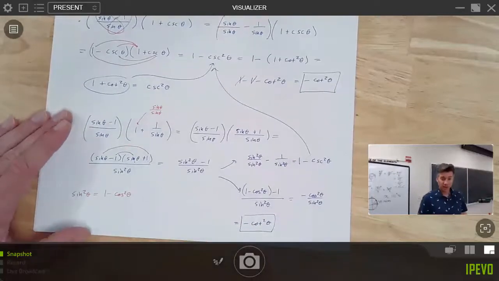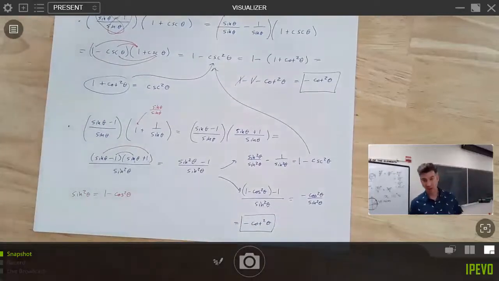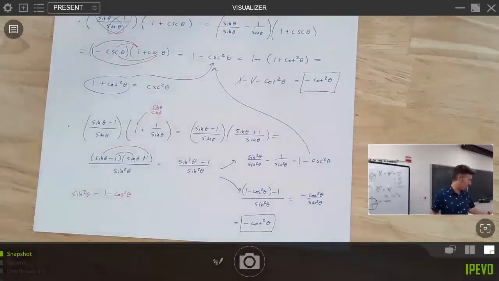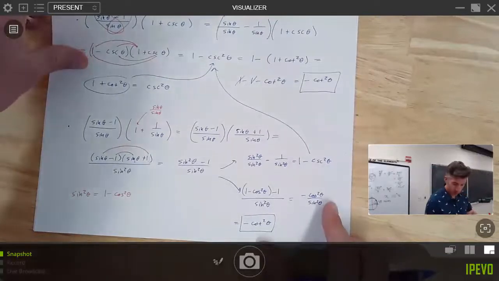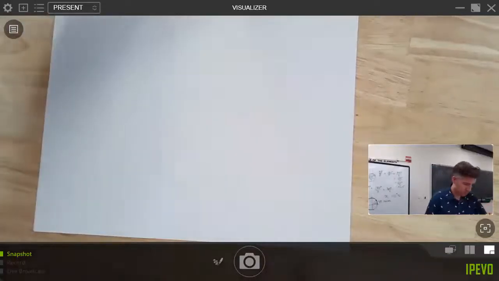So what I'm really trying to show you here is that there's kind of a lot of different ways to go. And as long as you're doing the right things, you'll get to the right place. So let's look at the next one.